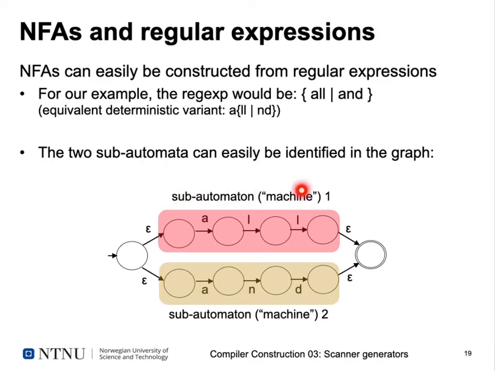The first subautomaton is shown in this pink color shade here. The first subautomaton, or just machine 1, recognizes ALL. And the second one, shown in this ochre color, is the automaton to recognize AND. Then we can just combine them by adding a joint starting state, passing to both automata using an epsilon, so an empty transition here, and then at the end of both subautomata you use an empty transition again to go to your final accepting state.